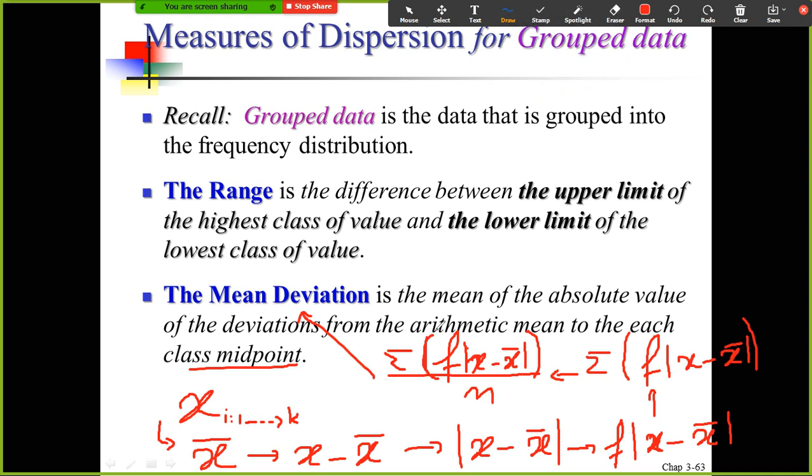So first you need to find midpoint class, arithmetic mean, deviation, put deviation into an absolute value, and then take the absolute value of deviation multiplied by class frequency. For example, this is class 1, frequency 1, class 2, frequency 2, class 3, frequency 3. And then add them together, divided by n is mean deviation.